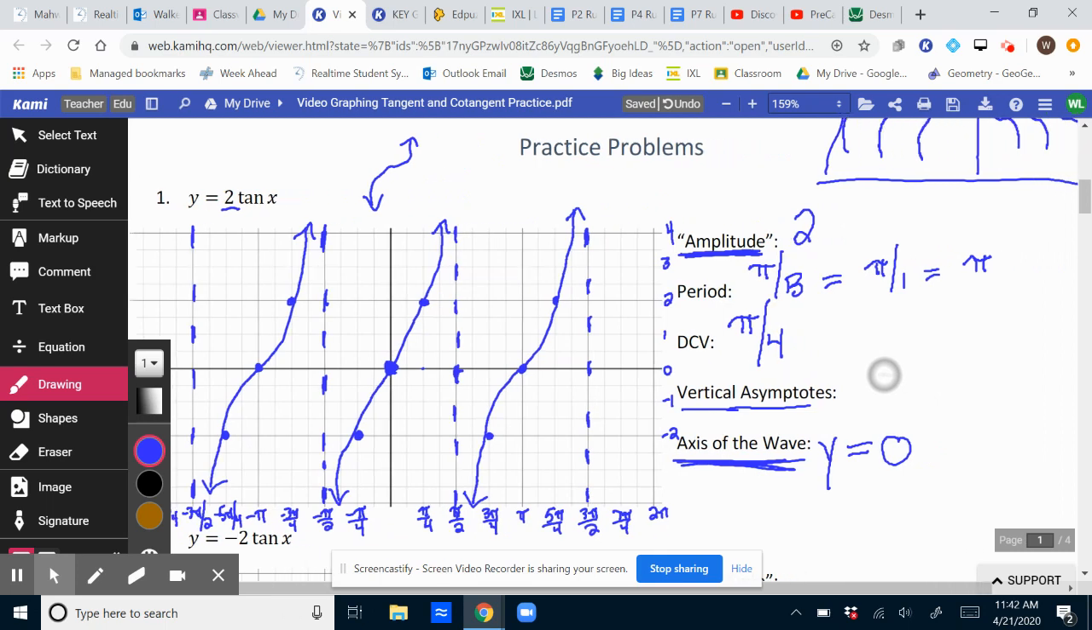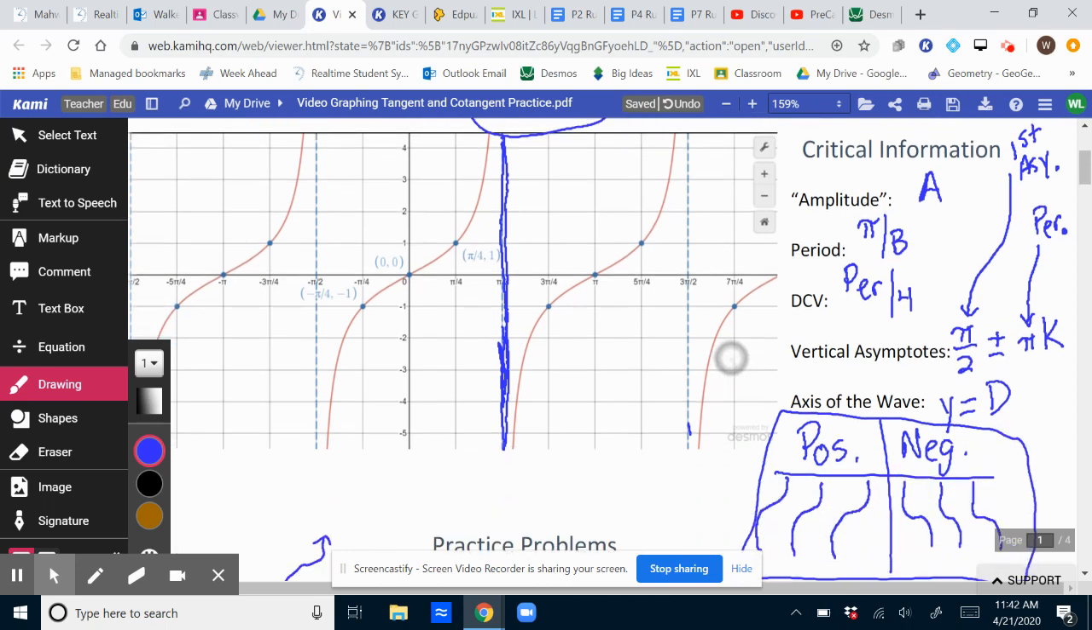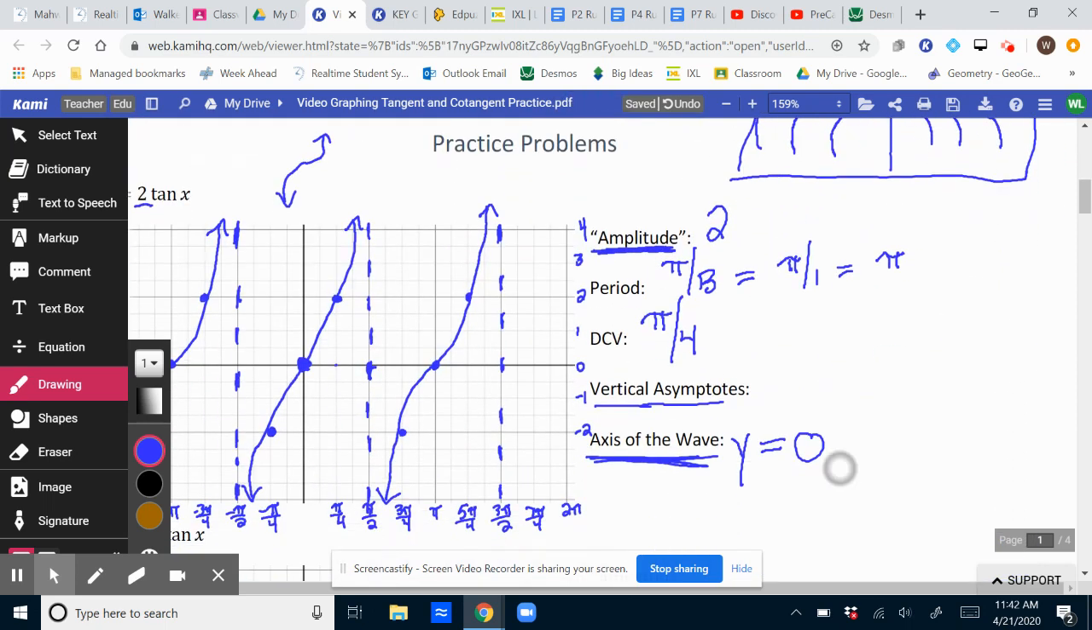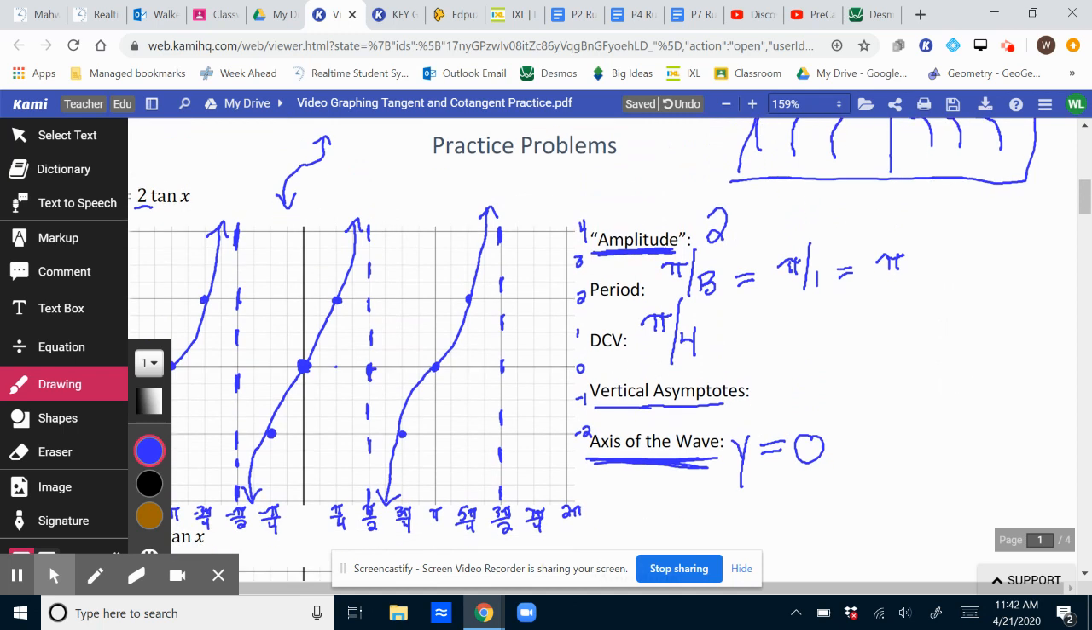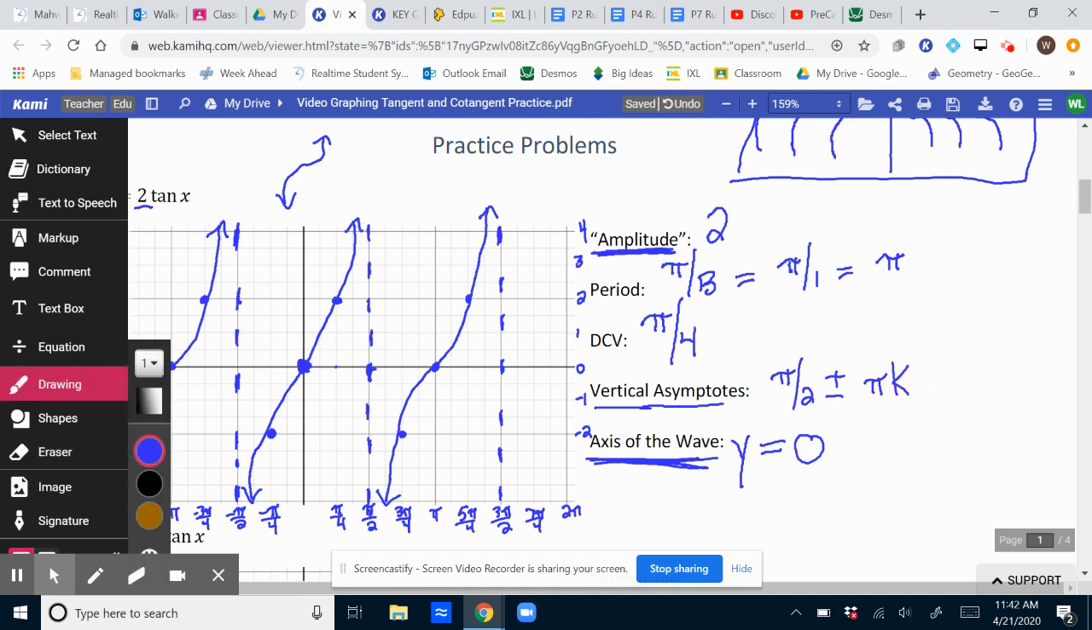Last thing, we're almost done. The asymptotes. I'm going to go back up here. Your generic formula for the asymptote is the first asymptote plus or minus the period times k. In this case, the first asymptote to the right is pi over 2, plus or minus the period, which in this case is pi times k. So basically your first asymptote is at pi over 2. You have another one every pi units in both directions.